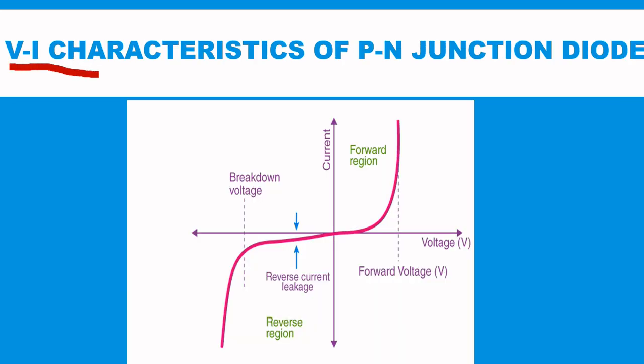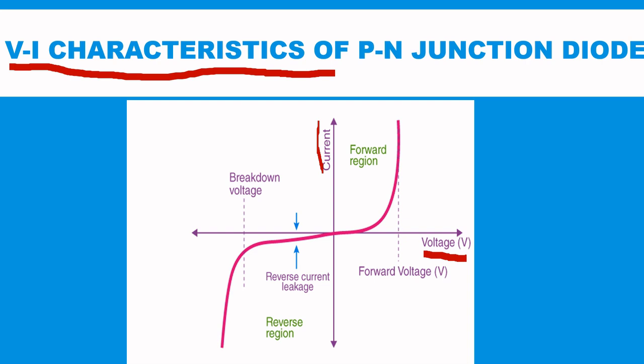Now, let's talk about VI characteristics of PN junction diode. VI characteristics of PN junction diode is a curve between voltage and current through the circuit. Voltage is taken along the x-axis while current is taken along the y-axis. This graph is the VI characteristics curve of PN junction diode. With the help of the curve, we can understand that there are three regions in which the diode works: zero bias, forward bias, and reverse bias.